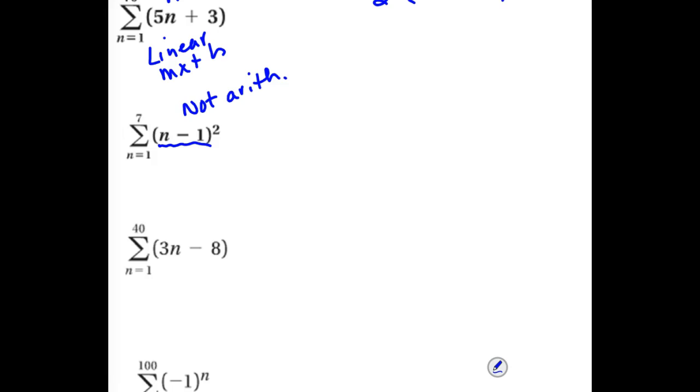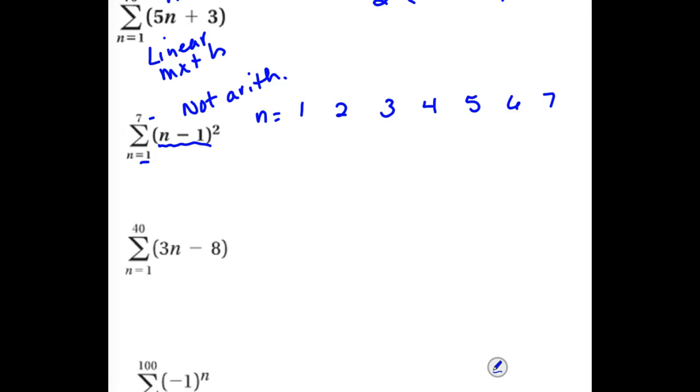So what we can do is figure out how many terms we are supposed to add. If we're going from 1 to 7, that's how many numbers? 7 numbers, okay? So let's look at what those 7 numbers are. 1, 2, 3, 4, 5, 6, 7. We have 7 terms that we're supposed to be adding up.